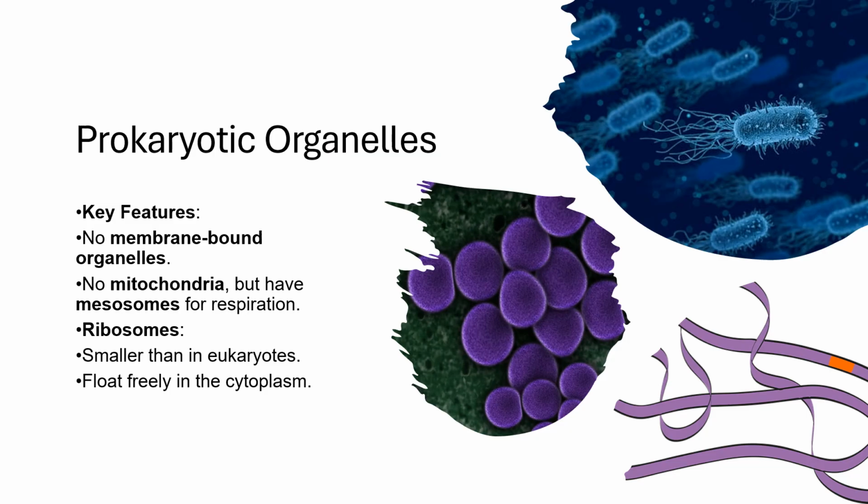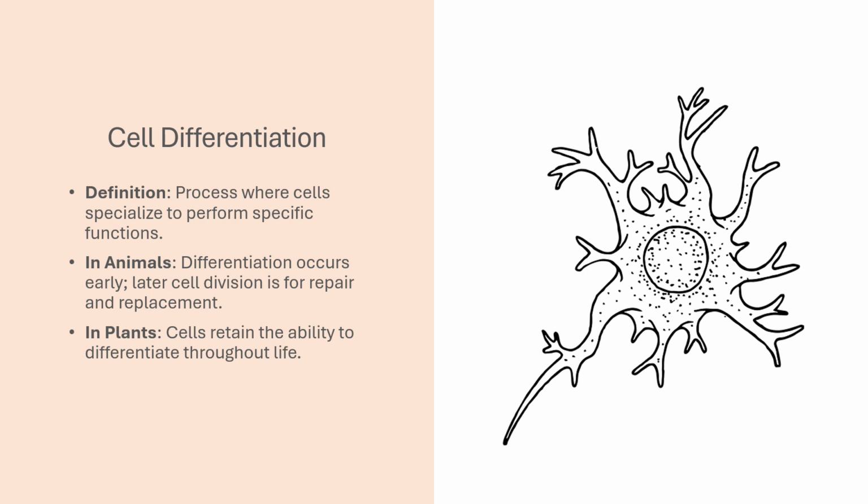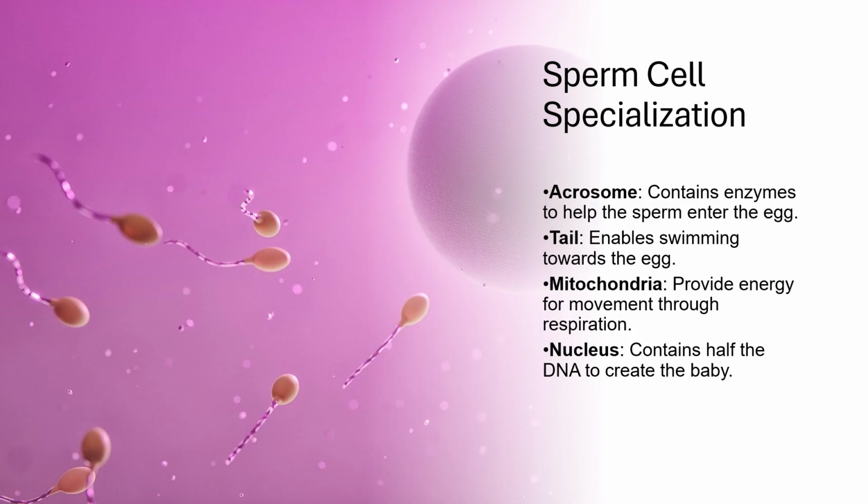So bacteria have a mesosome instead of mitochondria. Their ribosomes are smaller and they float freely in the cytoplasm. Cells differentiate within multicellular organisms too, so it would be worth having a look at some of the different types of cells that exist within multicellular organisms. For example, sperm cells have acrosomes and more mitochondria to provide them with the energy they need to move.